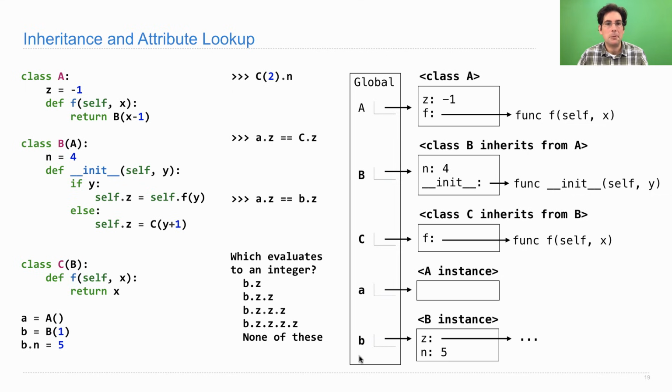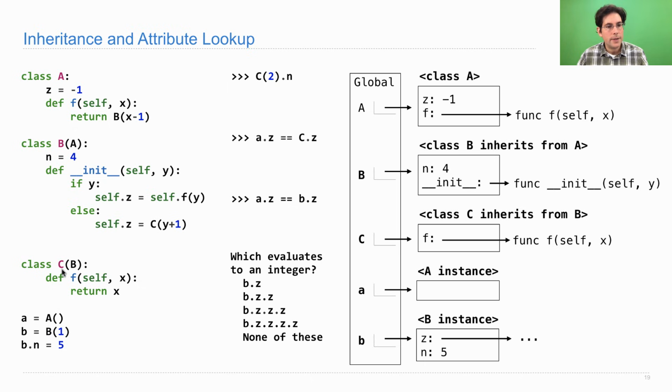Now I think we're in a good position to review some of these. Eventually we're going to have to fill in what z was, but let's solve the first two here before we do that. So c of 2 dot n, here's an expression that has to evaluate to some object. In this case, it evaluates to an instance of the C class.